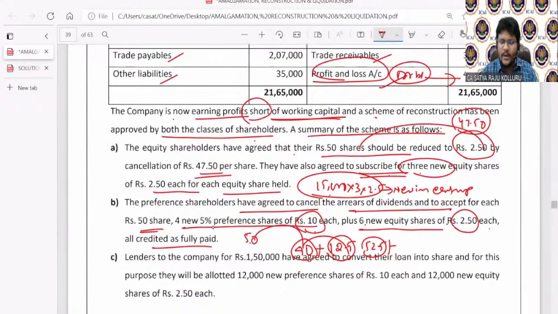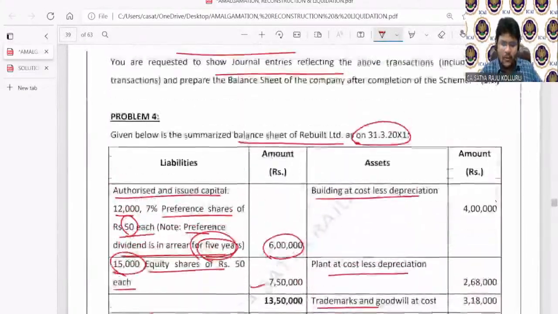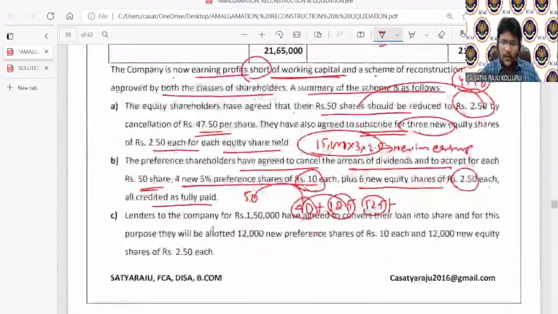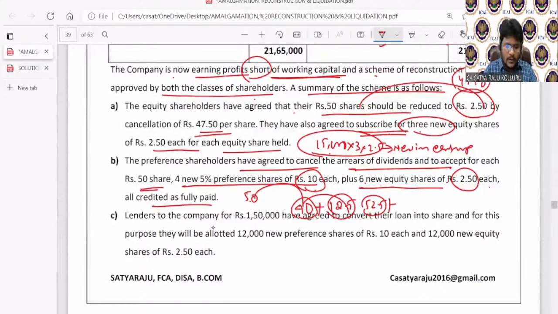5% preference share capital. We have 12,000 preference shares, right? Now 4 into 12,000, you should need to issue 48,000 preference shares. 48,000 into 10 rupees, that is 4,80,000, plus 6 new equity shares, 12,000 into 6 into 2.5, then you will get 1,80,000. Am I right? 1,80,000 plus 4,80,000, total you need to pay 6,60,000.